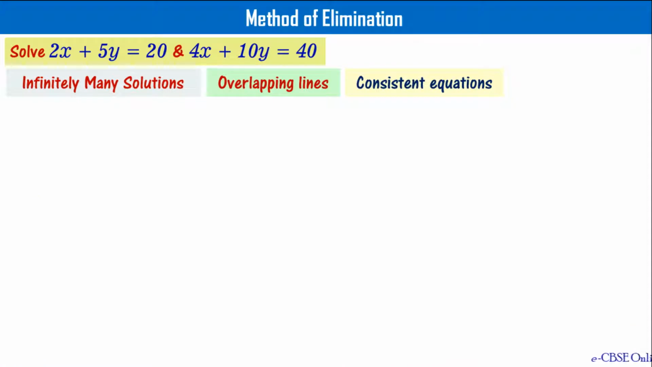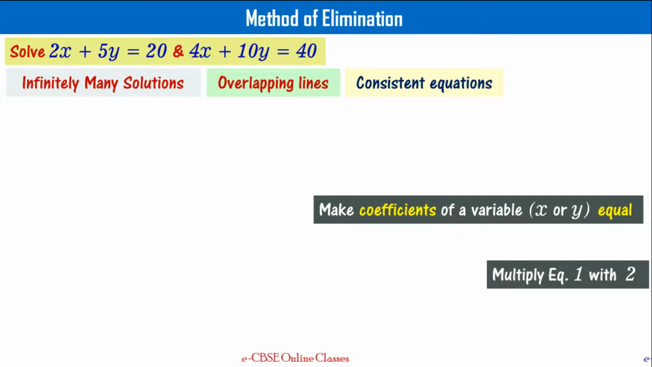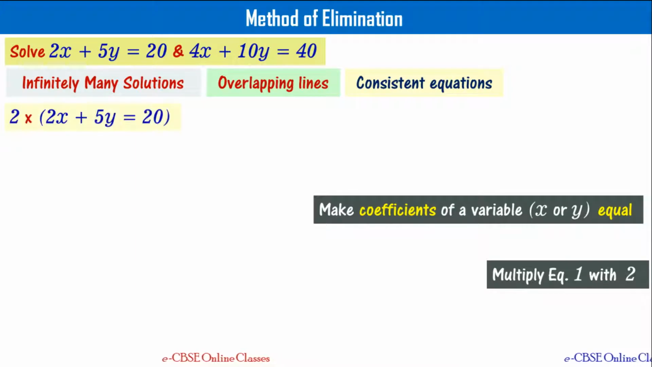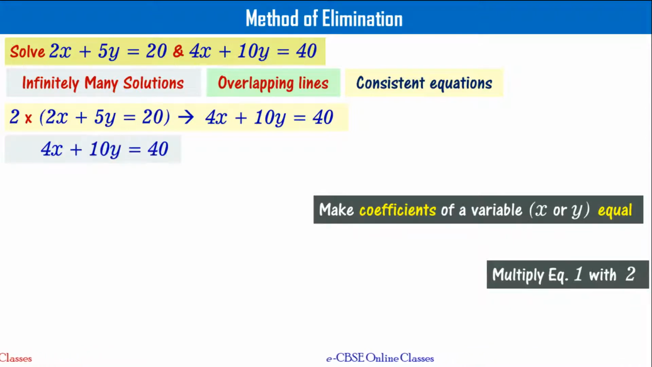And now, since infinitely many number of solutions are possible for this pair of linear equations, we'll see what happens when you apply method of elimination to solve these equations. We know that the first step in method of elimination is we have to make coefficients of a variable x or y equal, right? To do that, let me multiply equation 1 with number 2 such that it becomes 4x plus 10y equal to 40. And let me keep the second equation as is.